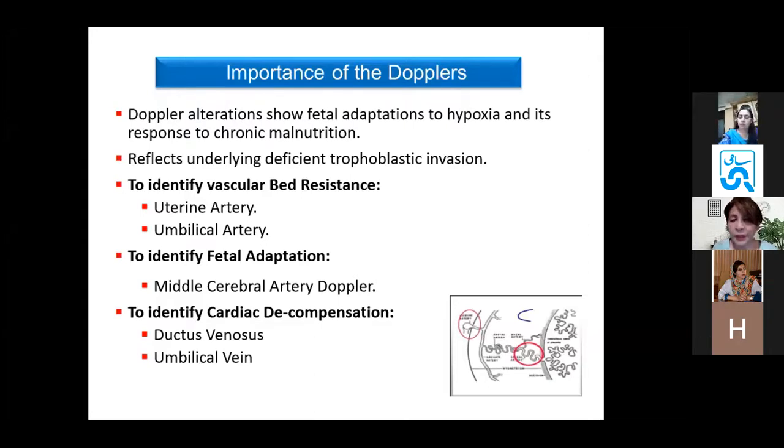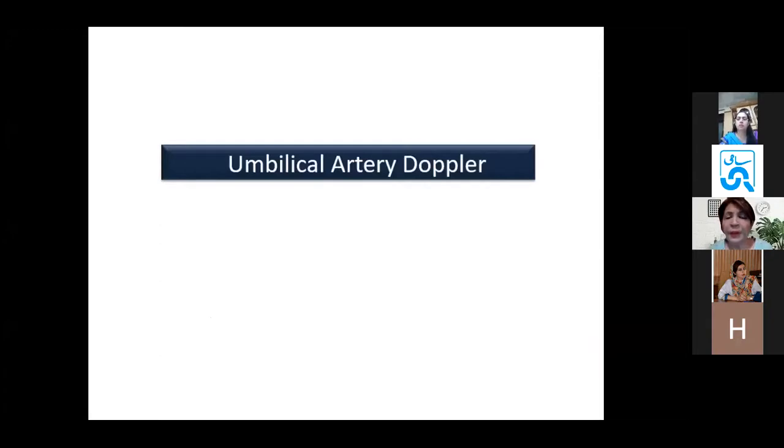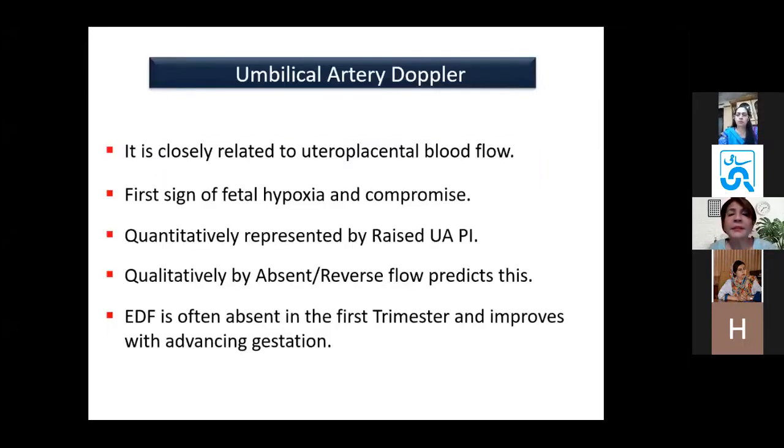Umbilical arterial Doppler and uterine artery are used to identify vascular bed resistance, while middle cerebral artery is used to identify the fetal adaptation by redistribution of blood to vital organs. And ductus venosus and umbilical vein, on the other hand, show cardiac decompensation. So I'm going to spend a few minutes on umbilical artery Doppler, as it is the oldest that has been used, and it is closely related to uteroplacental blood flow.